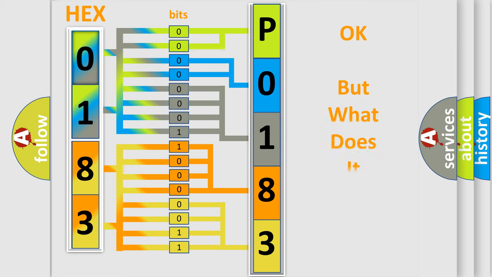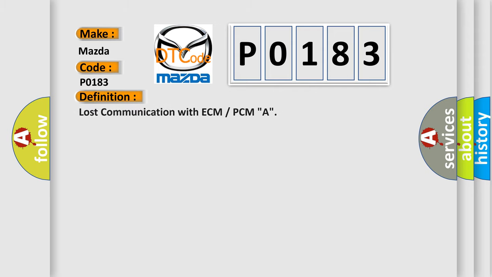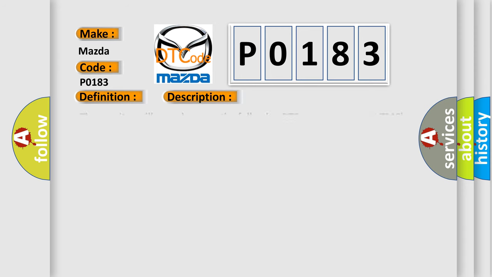The number itself does not make sense to us if we cannot assign information about what it actually expresses. So, what does the Diagnostic Trouble Code P0183 specifically interpret for Mazda car manufacturers? The basic definition is lost communication with ECM or PCM A. And now this is a short description of this DTC code.